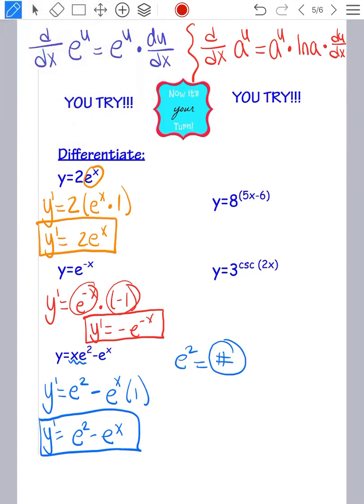Here on the right side, now we have some with the base not e. So y prime, this is a to the u. So keep it the same times natural log of the base, which is 8, times the derivative of the inside, which is 5. So it looks a little gross, but that is the derivative of that exponential. And natural log of 8 and 5 are just constants. So really we just have some constant being multiplied by 8 to the 5x minus 6.